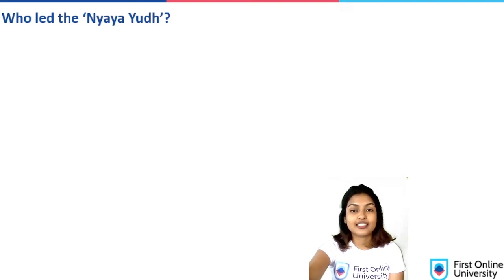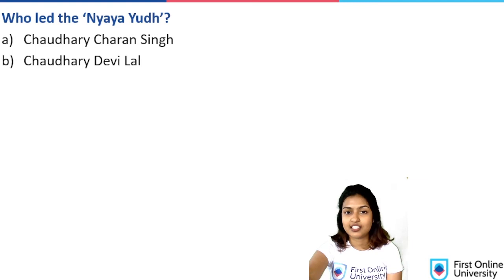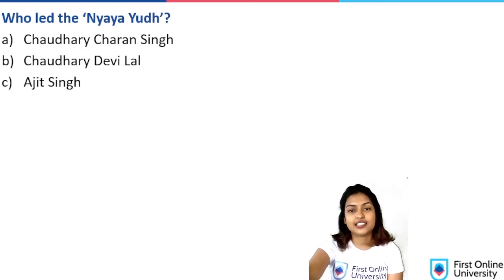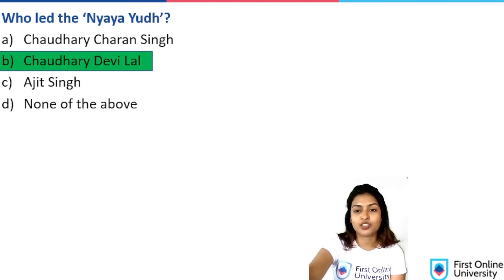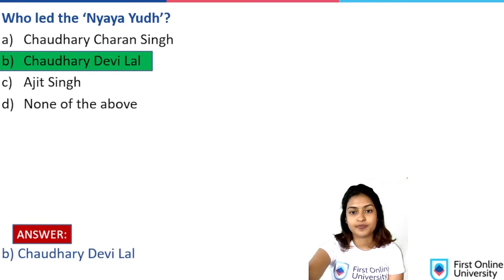Who led the Nyaya Yudh? A. Chaudhry Charan Singh. B. Chaudhry Devi Lal. C. Ajit Singh. D. None of the above. It is Chaudhry Devi Lal. This is not mentioned in the chapter, but this is for extra information that's going to help you in your competitive exams.